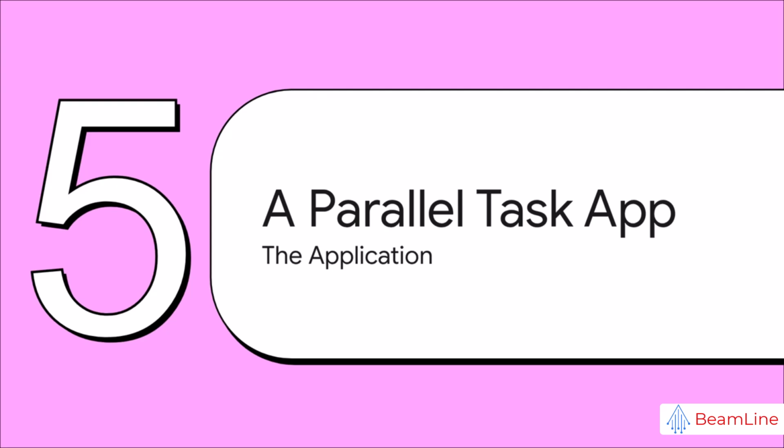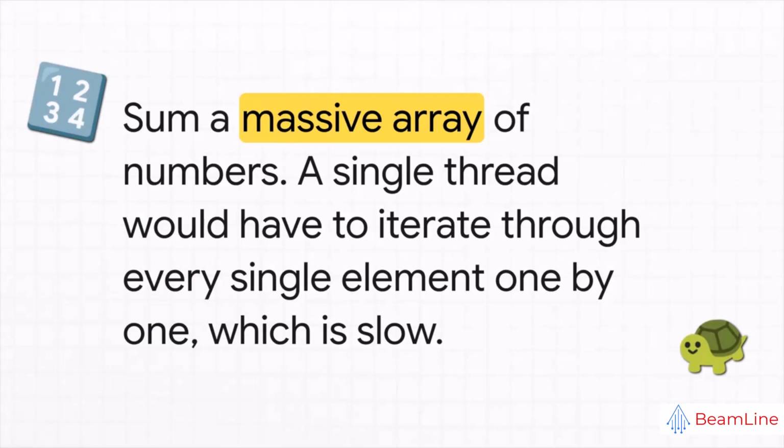All right, let's make this super concrete with a quick little demo. We're going to use our new worker pool to tackle a simple problem that can really bog down a single thread. So, imagine we need to find the sum of a gigantic array. I'm talking millions and millions of numbers. If you do this with a single thread, it has to slog through every single element, one by one by one. We can do so much better.